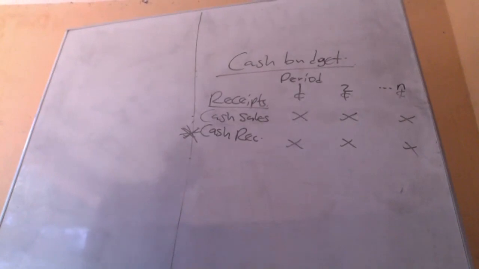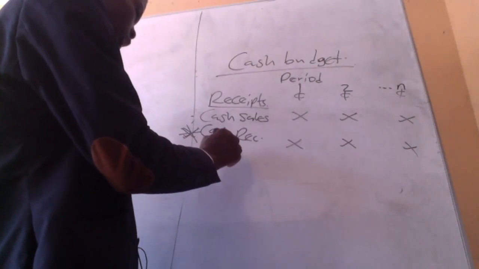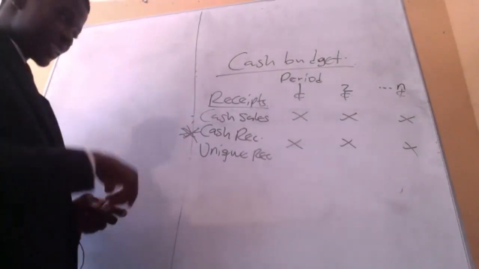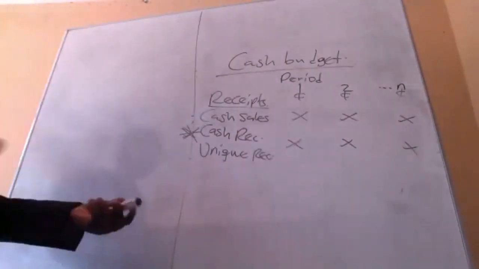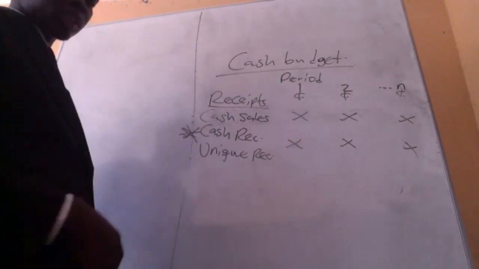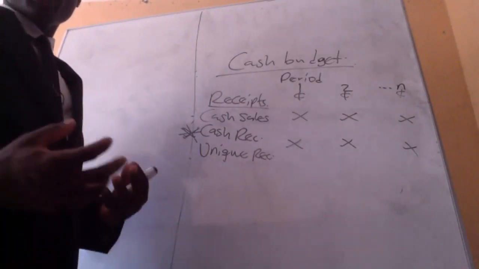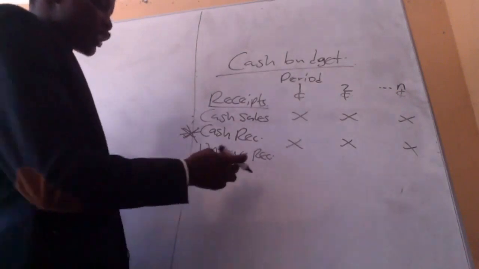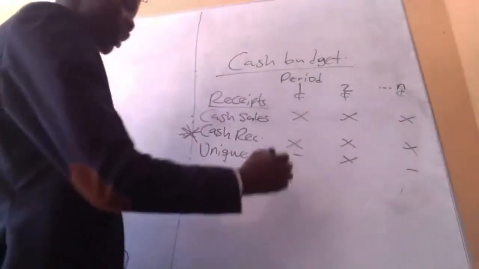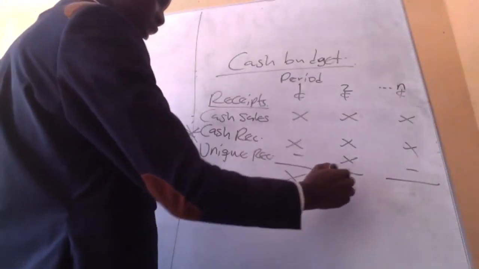Then you go to other receipts, which I call unique receipts. Examples are any loan that you are going to receive for the year, or any amount you are going to receive which is not coming from your direct trading, your sales. So grants received, or maybe you are going to dispose of some of your fixed assets and get some money. That one is unique. It's not continuous, so probably it appears only in the middle month. Then you total it to get the total receipts for the period.